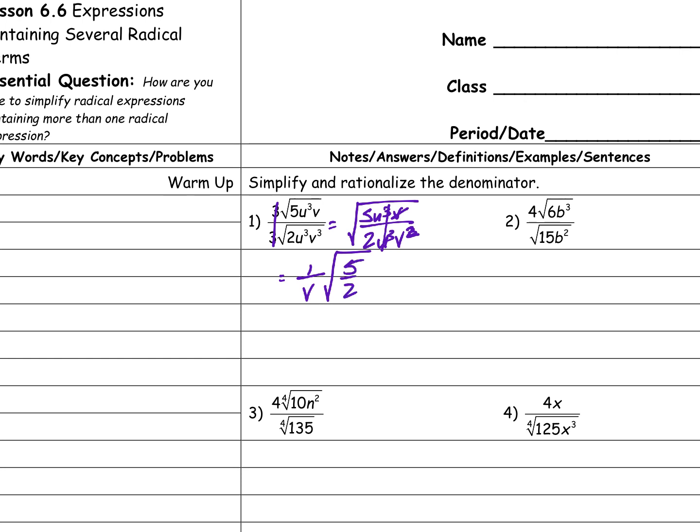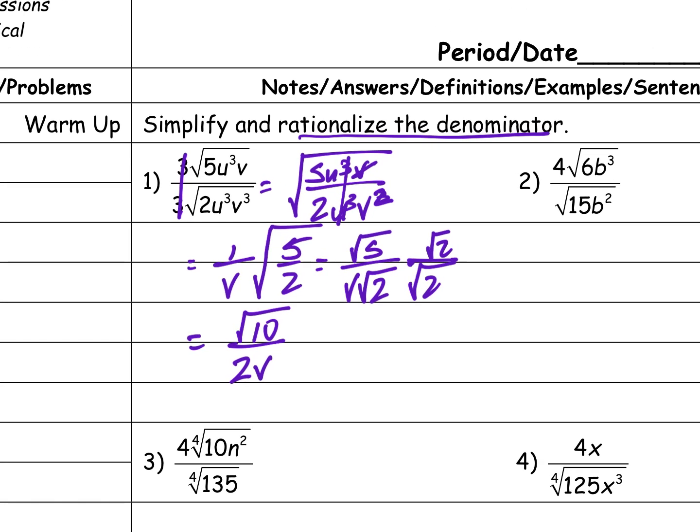And then it says I have to rationalize the denominator, so that means no square roots there. So let me just rewrite this. This is the square root of 5 over v square root of 2. I don't want any square roots left in the denominator, so I'm going to multiply by the square root of 2 over the square root of 2. So I should get the square root of 10 over 2v. Okay.